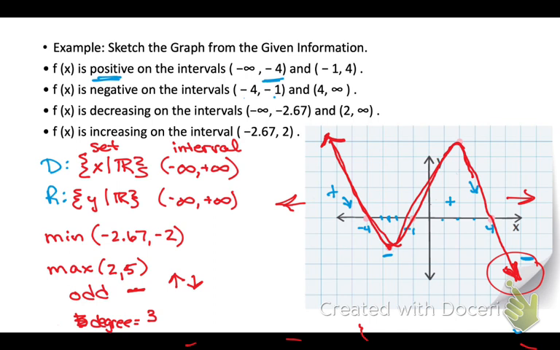So if the degree is 5, what's 5 minus 1? 4. So the graph is going to turn how many times? 4. So this turned once and twice. So the degree is 3. Now you have exactly 3 zeros also.